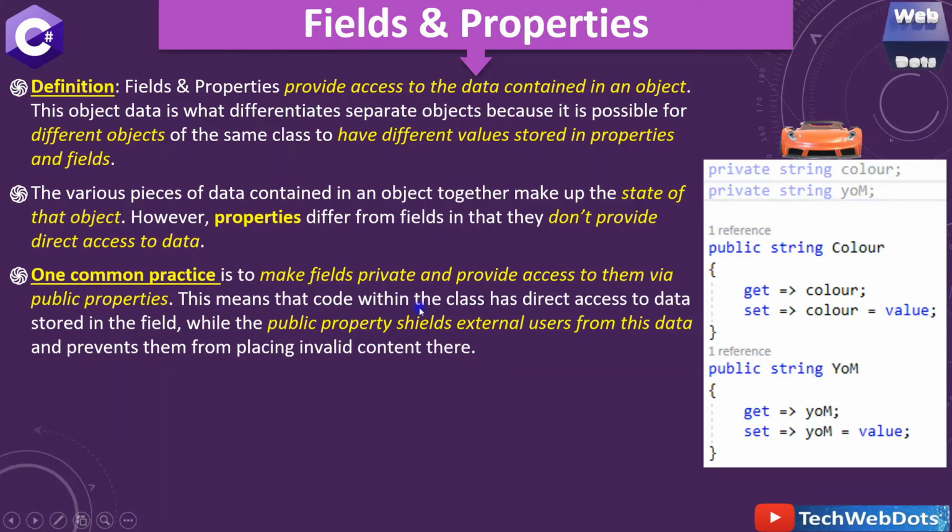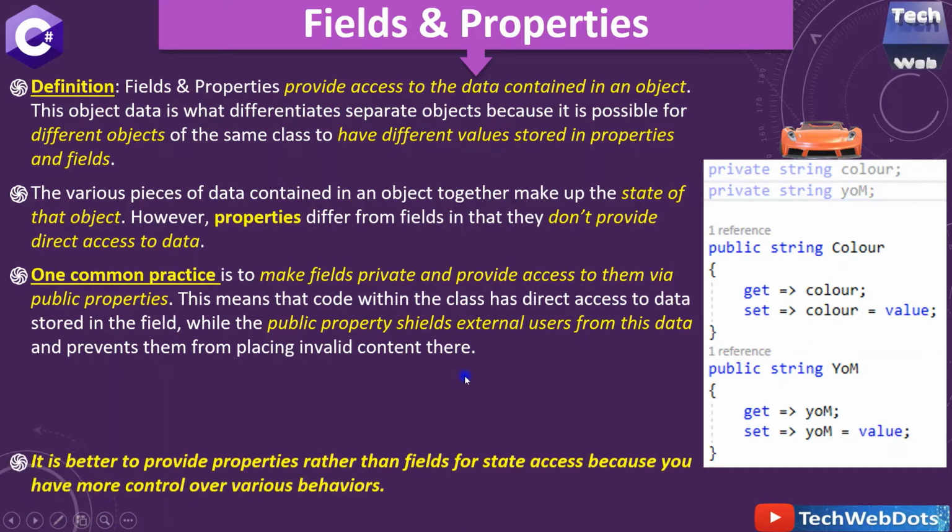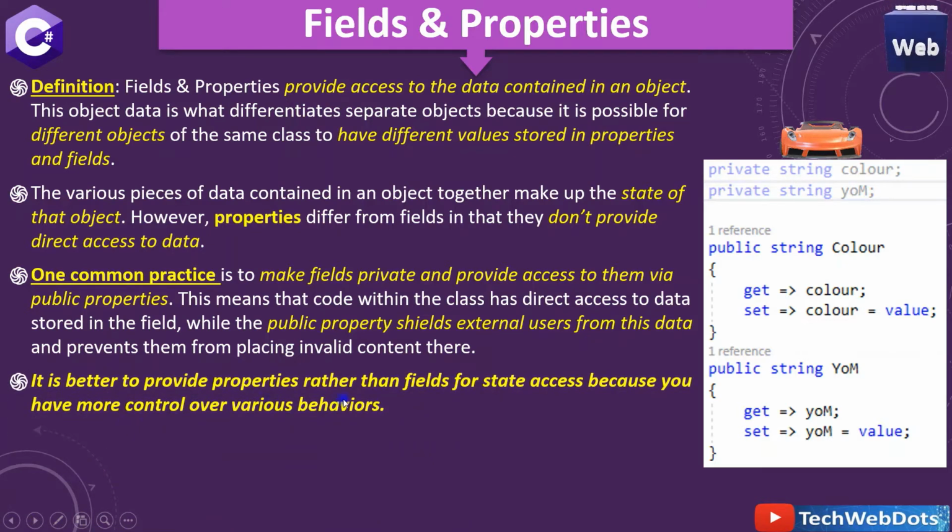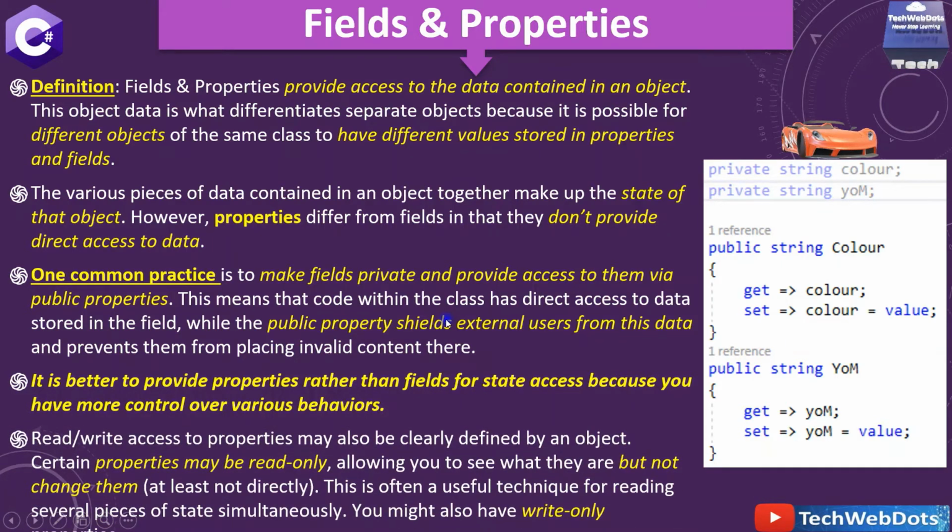This means the code within the class has direct access to data stored in the field, while the public property shields external users from this data and prevents them from placing invalid content here. It means only this property can access these private variables. So it is better to provide properties rather than fields for state access, because you have more control over various behavior. So state is the same thing. It means what is the actual data we are maintaining in our object.